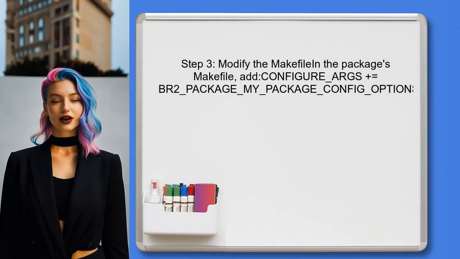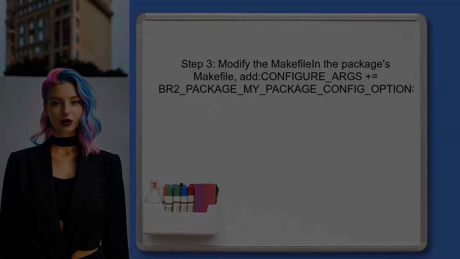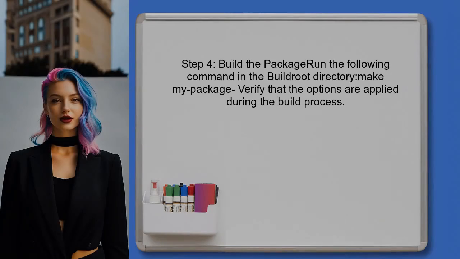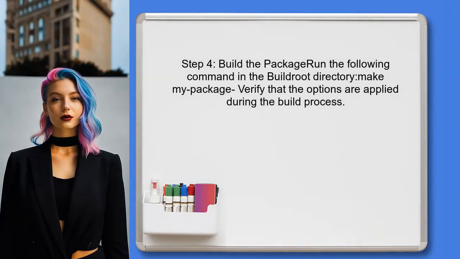After defining the options, the user should modify the package's makefile to ensure that these options are passed to the configure script during the build process. Finally, the user can build the package with the new configuration. They should run the Buildroot build command to apply the changes and verify that the options are correctly passed.